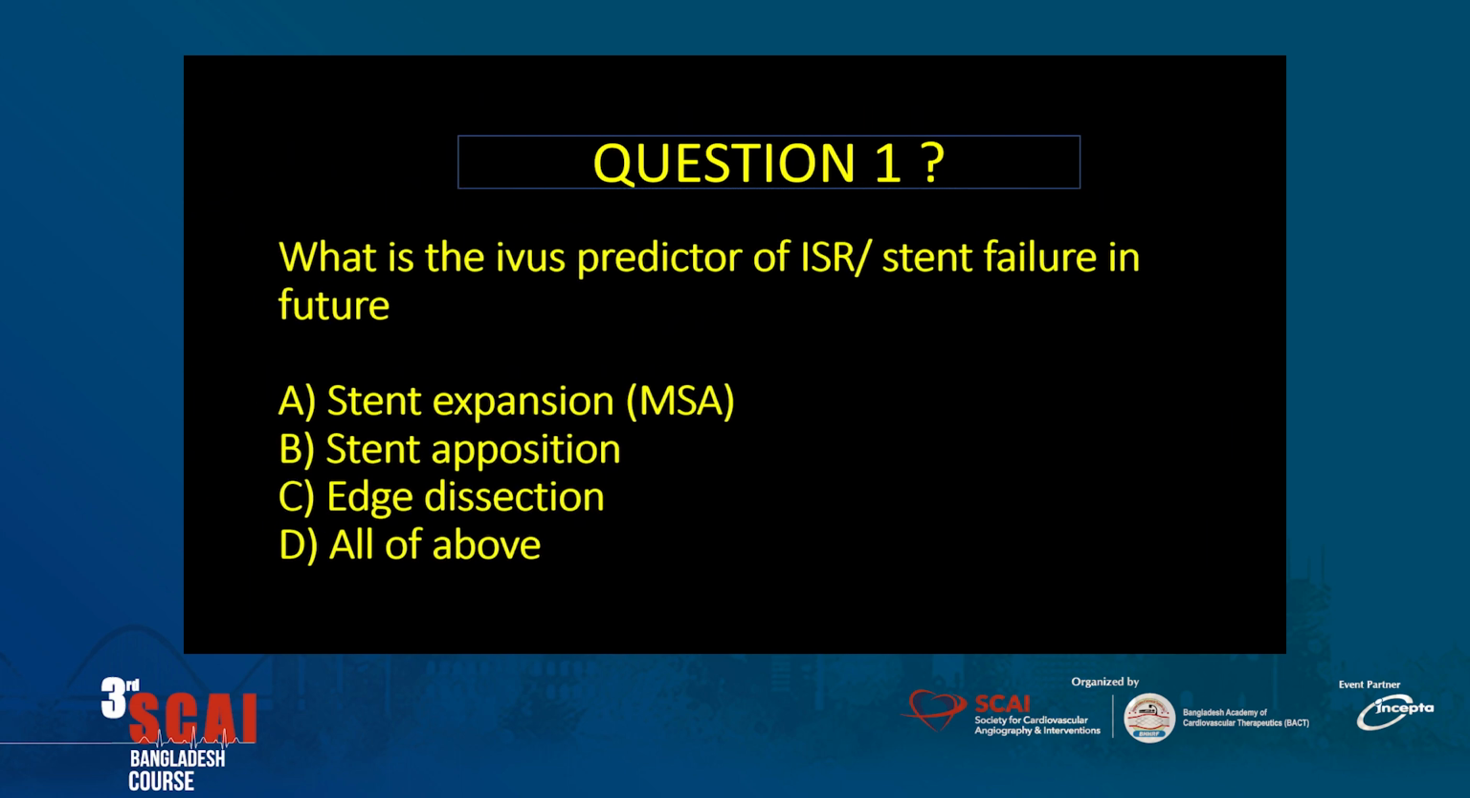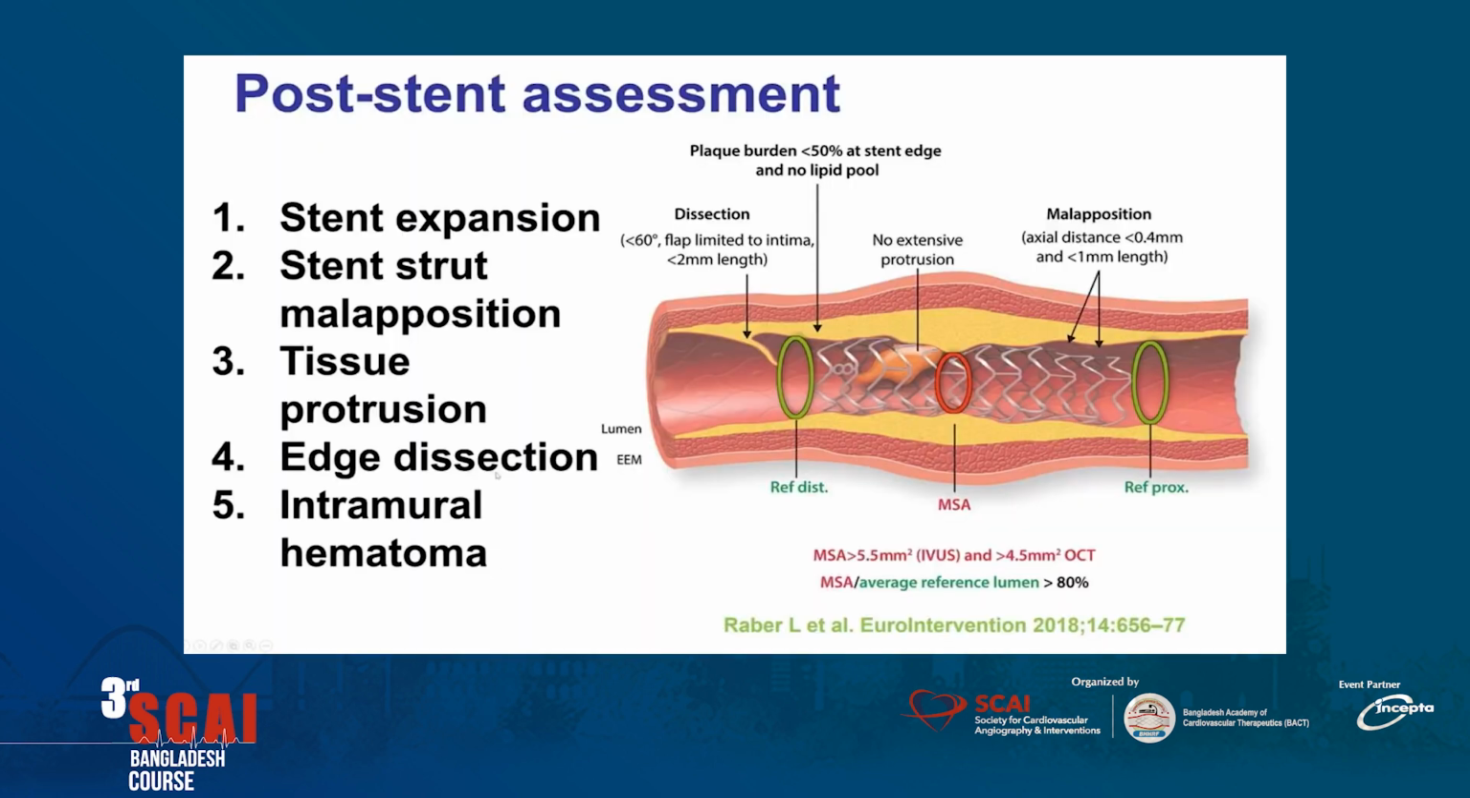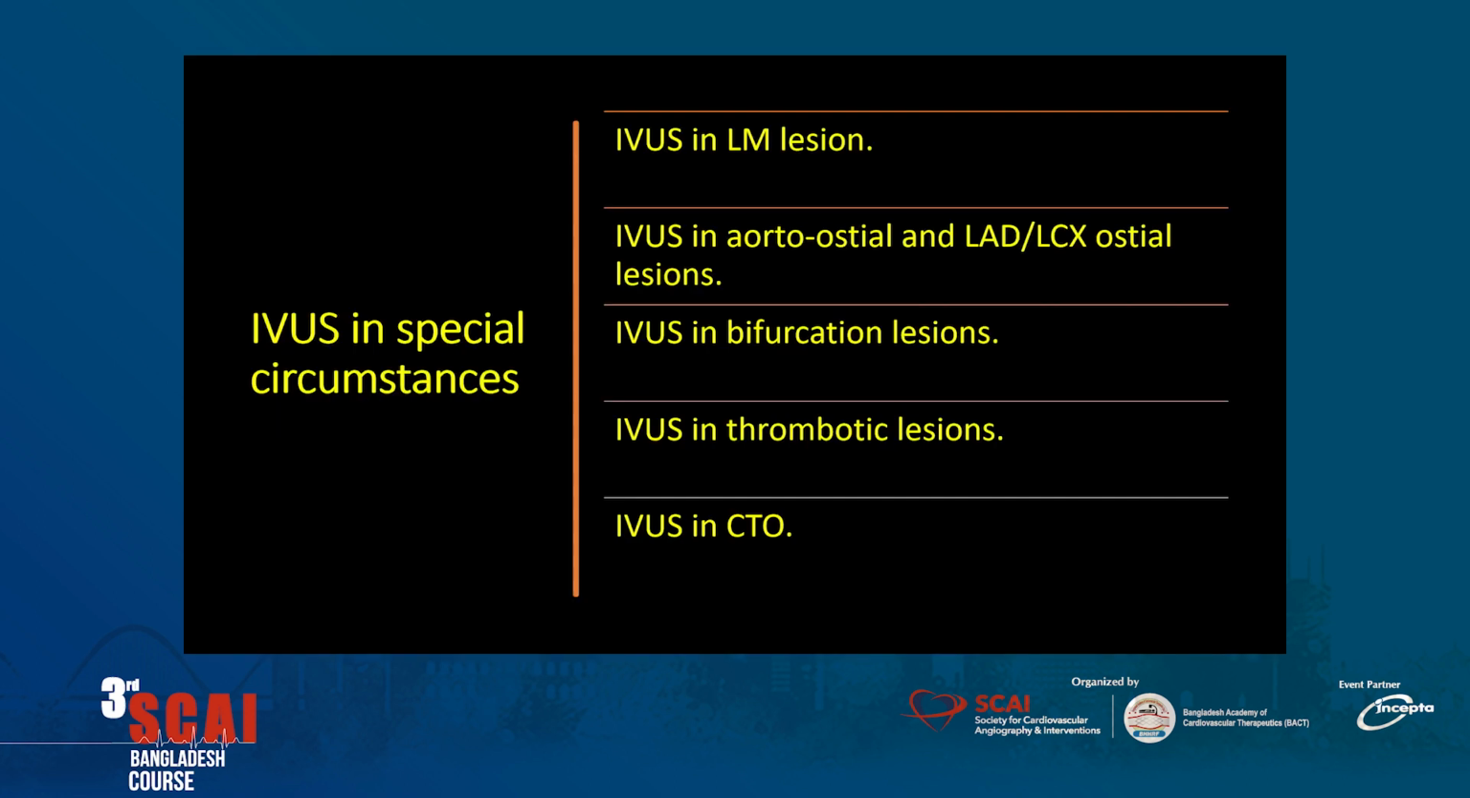So question one: what is the IVUS predictor of ISR or stent failure in the future? A, stent expansion, B, stent apposition, C, edge dissection, D, all of the above. If you see one thing after post-stenting, we should see stent expansion, because it correlates with future stent failure or ISR. And this is a very important picture, what we should look for after post-stent assessment by IVUS.